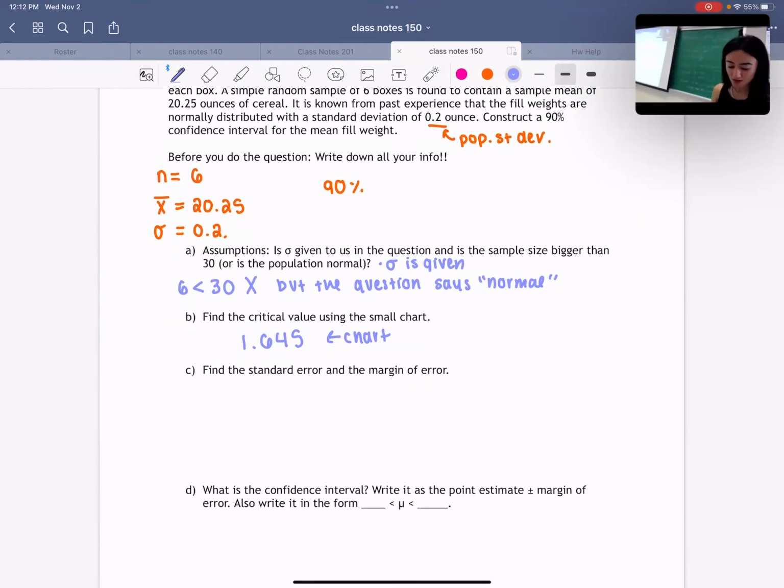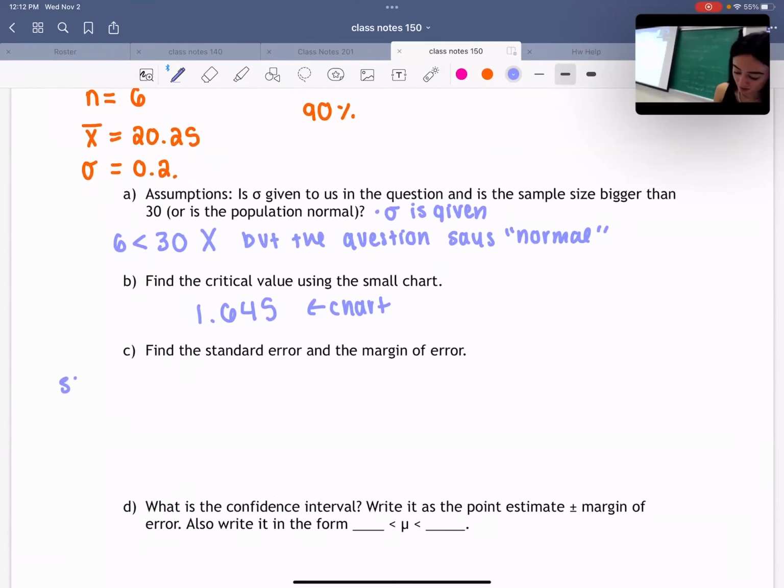All right, standard error. I asked you what the formula is, but it's right behind me, right? It says sigma over the square root of n. Well, I already have all my symbols up on top of the page. I don't have to even read the question again. All I have to do is stick 0.2 up top and 6 on the bottom.